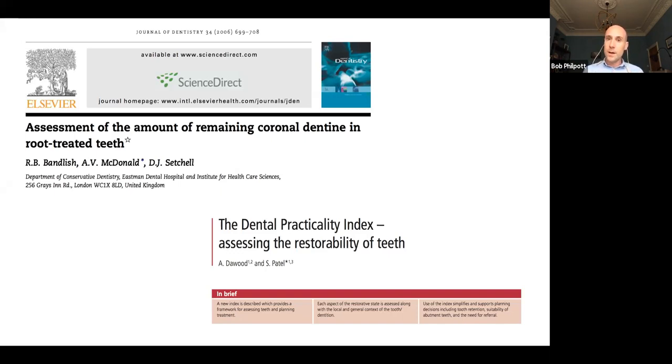You don't necessarily need to say, well, I'll use the Dental Practicality Index, but you do need to remember, well, hang on a sec, I've got to look at this. And this is what you're doing subconsciously in practice every day anyway. But sometimes I think it loses some of the bridge when we're communicating it to the patient.